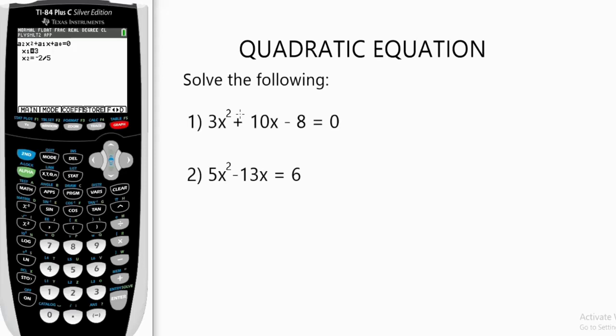Thanks for watching. So to go out from this quadratic equation mode, just press this menu. Alright, press 6 to quit app and it will quit the app. So that's it.